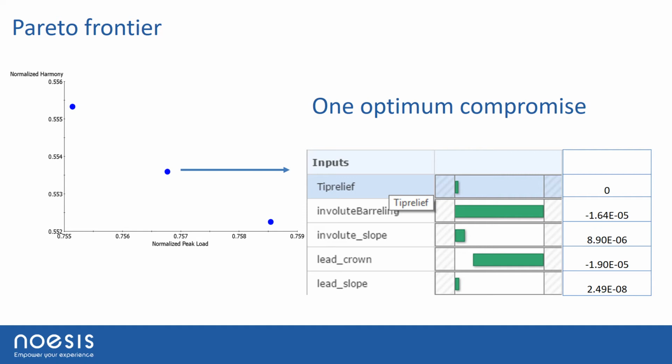On this Pareto front, we'll grab one of the points, and you see here if we grab this specific point, we see here the normalized peak load and the normalized harmonic transmission error, and here we are going to see the value of our inputs. So that's what we need to put in terms of tip relief, involute barreling, involute slope, lead crown, and lead slope to get those values on the output side.